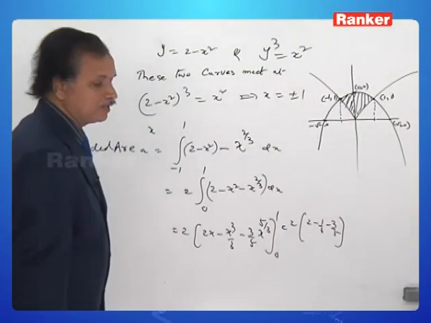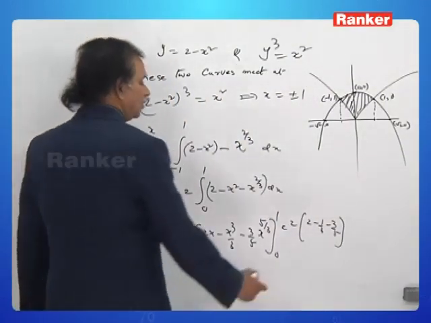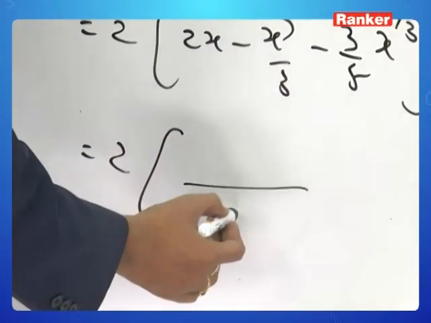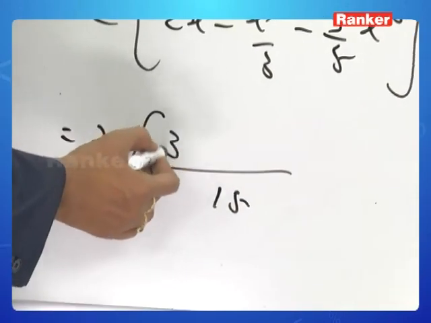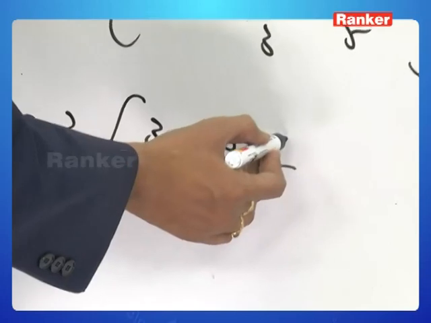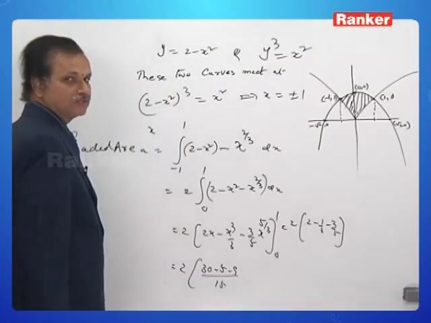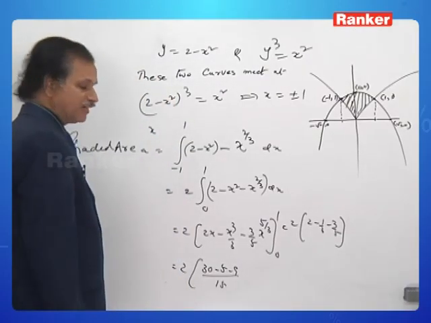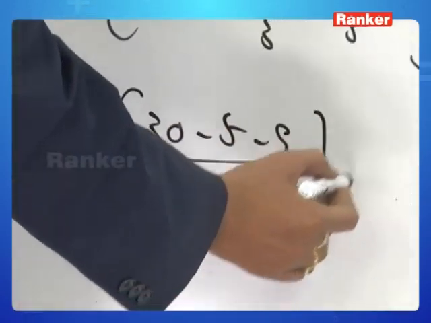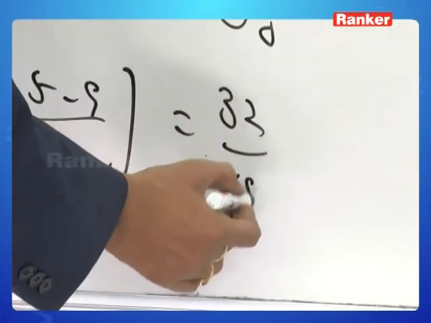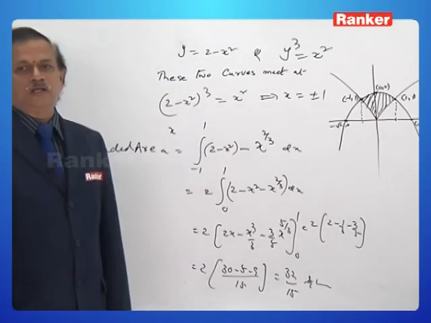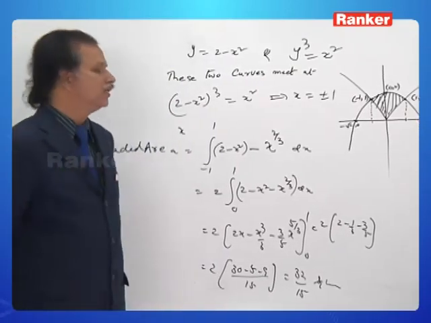Isn't it? So that, what is it? It's equal to 2 into, what is the LCM? 15, 30, minus 5, minus 9. Minus 5 minus 9 is minus 14. 30 minus 14 is 16. 2 16s are 32. Hence the required answer is 32 by 15 square units. That's it.